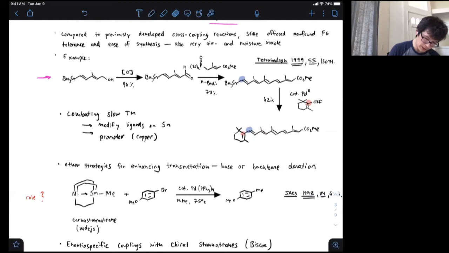So here's an example of this former point I was making about controlling the ligands on tin as a means of accelerating transmetallation. So Stone, could you give an explanation here of what is going on with this complicated looking reagent called a carbastannatrane, first developed by Ed Vedejs and then developed further prominently by Mark Biscoe?